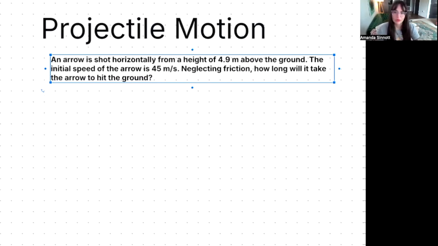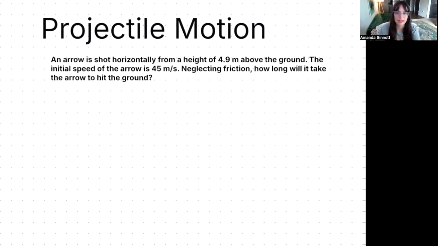An arrow is shot horizontally from a height of 4.9 meters above the ground. The initial speed of the arrow is 45 meters per second. Neglecting friction, how long will it take the arrow to hit the ground? The first thing when we see this: what is the question actually asking? That's what we really want to find out.